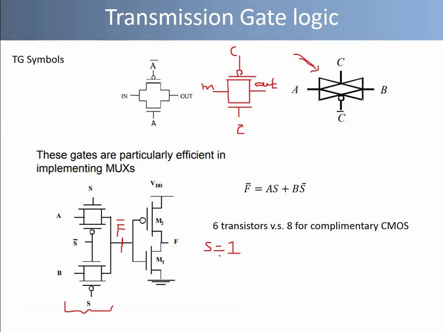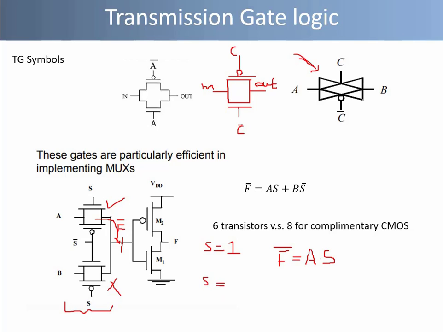When S is equal to 1, this NMOS transistor is turned on. S complement becomes 0, as a result of which this PMOS transistor also turns on. So this transmission gate conducts, whereas this transmission gate is switched open. Consequently, the input A is copied to the intermediate node labeled F complement. So F complement is equal to A when S is true, or F complement is equal to A and S.